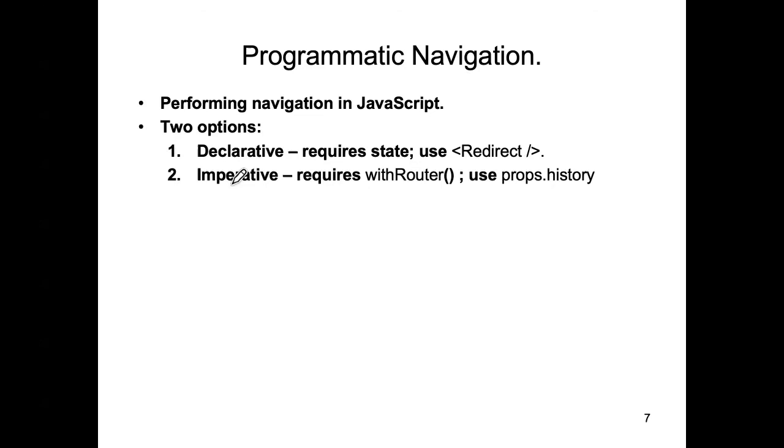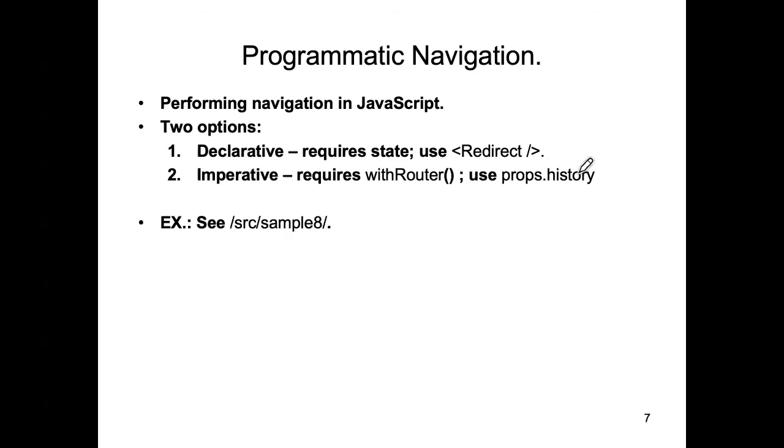The two styles are a declarative style and an imperative style, and in most cases, as I said, it doesn't matter which approach you use. If you're using the declarative style, then you do have to add an extra state variable to the component that is making the navigation decision, and you will find yourself using the Redirect component provided by React Router. If you're using the imperative approach, then we need to use the withRouter function that we saw last week, and we also need to use a special prop that is always available to our components, but we haven't used so far, called the history prop.